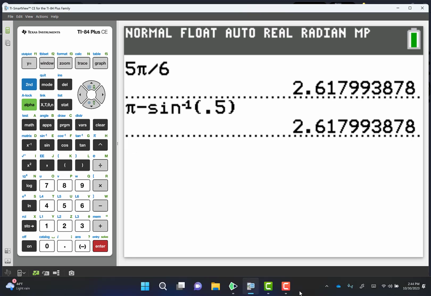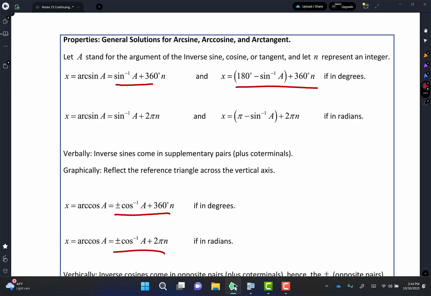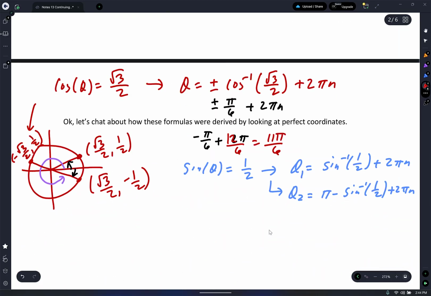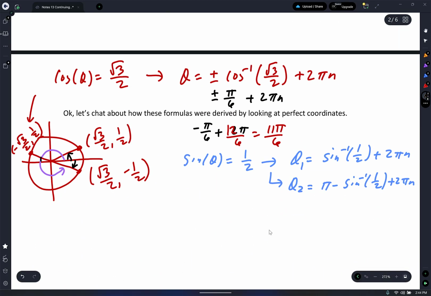The reason why it works, I don't want you guys to become robots. The reason why it works is because your reference angle is pi over 6. This guy right here is pi over 6. And remember, it's always going to give you pi over 6 no matter what. So if you go pi minus pi over 6, that gives you your second answer. Does that make sense? So that's why arc sine has two equations. It splits it up into two. Okay, so that's why that works.